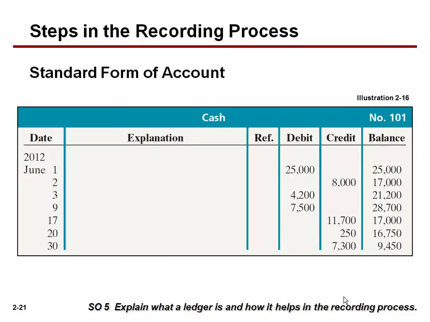Here's a standard form of an account. We have a cash account title. Every account has a numerical numbering system, in this case 101. Here we see a series of transactions, June 1st through the 30th, various entries of changes to cash. These entries came from journals, and we simply transfer the data into the ledger.